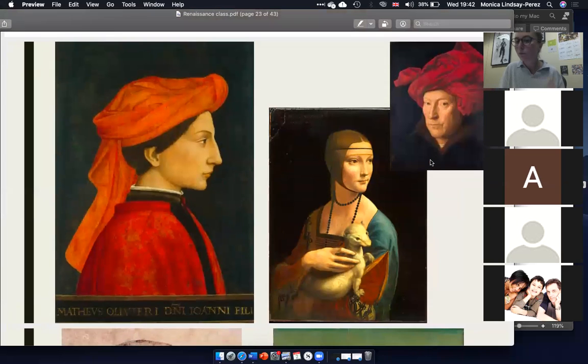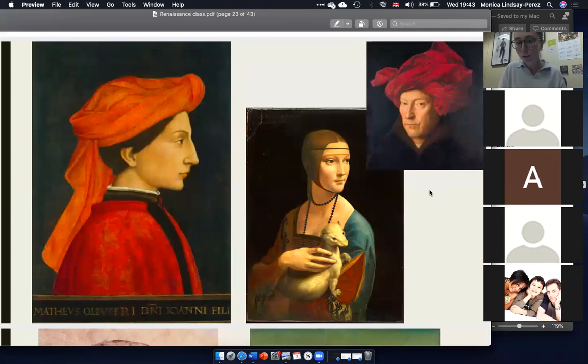Okay, so we've talked about perspective now. We've talked about North and South. We've talked about early versus high. One thing that we haven't touched upon that comes out of all of these developments is portraiture. Because of this new ability to paint naturalistically and this new interest in the human, finally you have portraiture, which is one of my favorite genres, and it really explodes in this period.